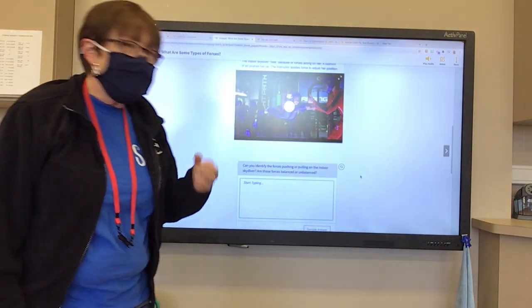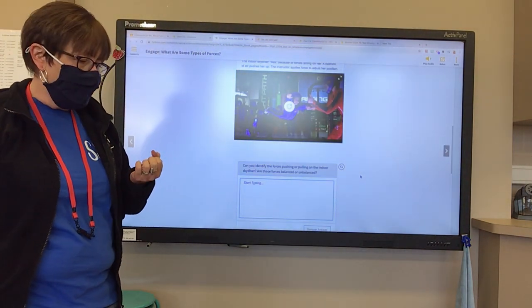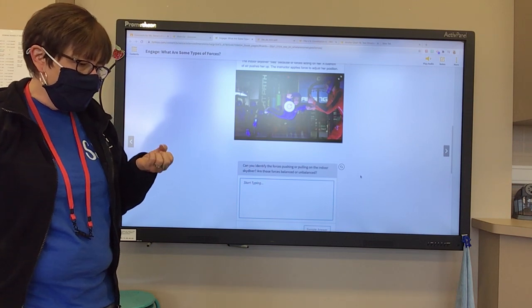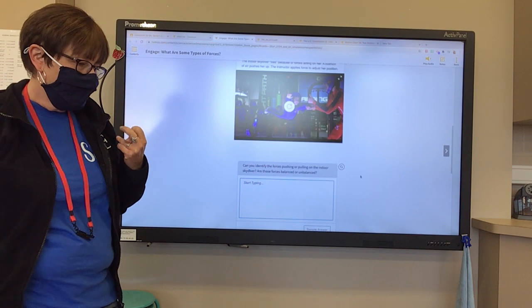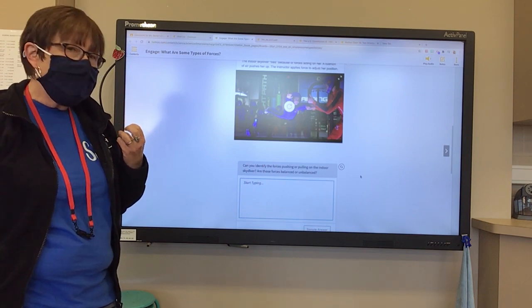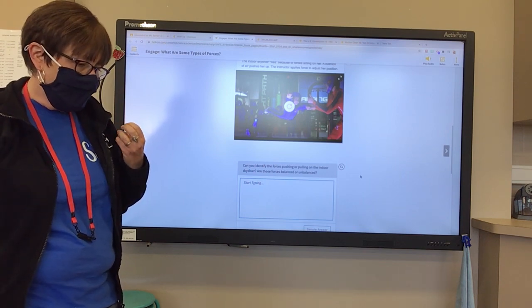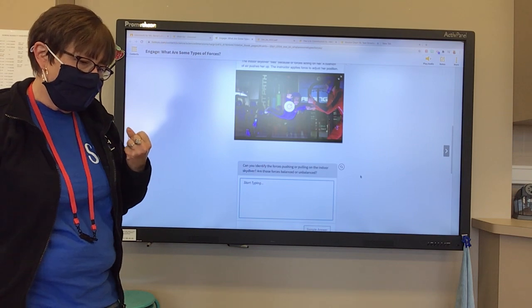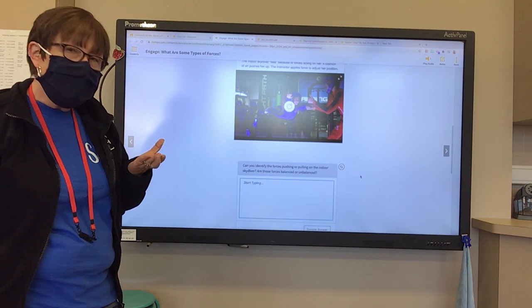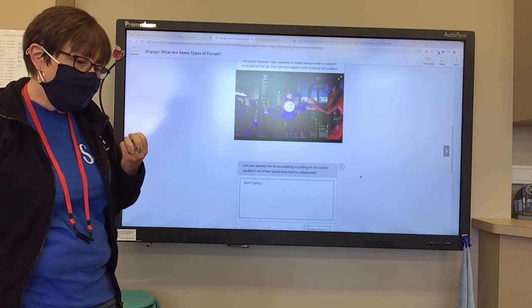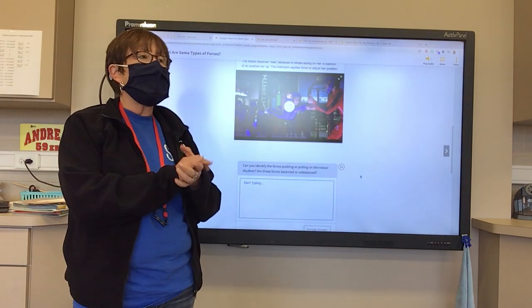So I want you to look at the picture. We looked at the video. Can you identify the forces pushing or pulling on the indoor skydiver? Are these forces balanced or unbalanced forces? So what kind of forces do you think they are? How are the forces affecting the motion of this skydiver? What are the forces doing?